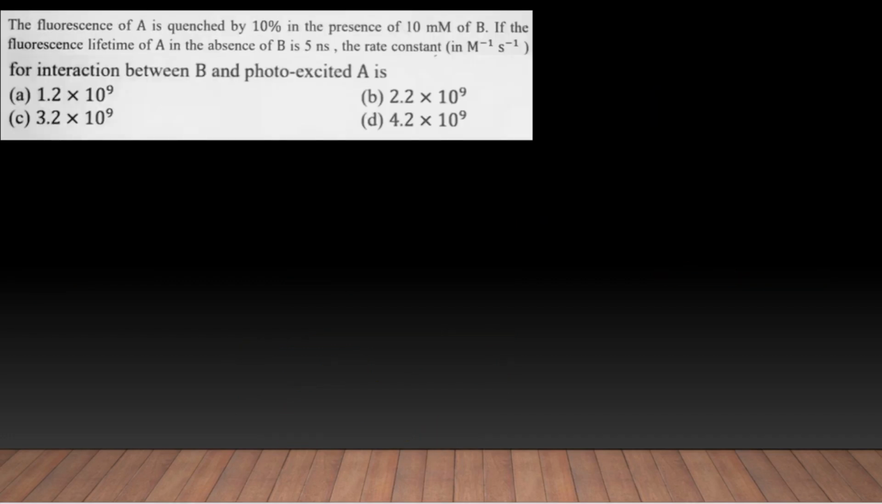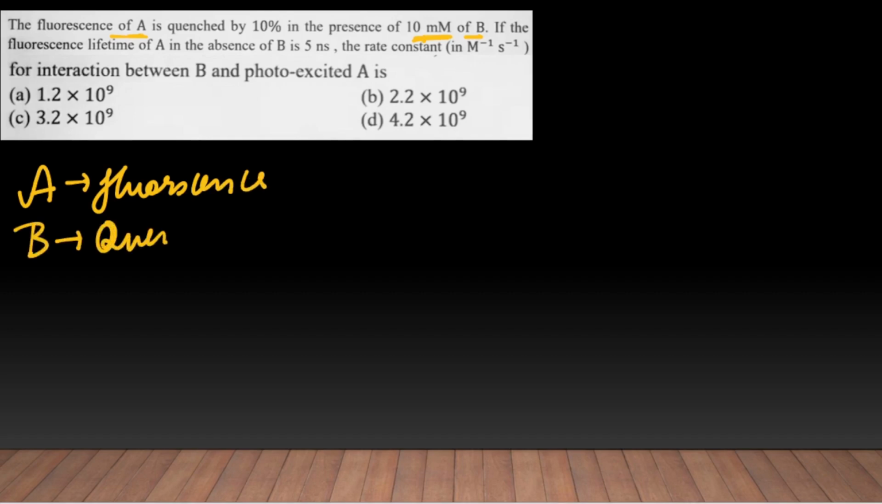This question says the fluorescence of A is quenched by 10% in the presence of 10 millimolar of B. So what is happening? The molecule A is showing the fluorescence, and its fluorescence is being quenched by the other molecule B, whose concentration is given. B is the quencher, right?